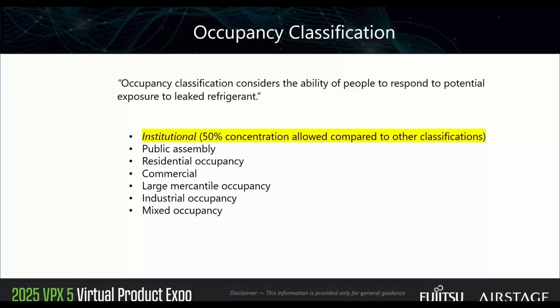Occupancy classification for us, and the purpose of this presentation, it's straightforward. It's institutional or not. If it is institutional, we're going to allow only 50% concentration compared to the rest of those classifications. Institutional is defined as a part where the occupants can't leave easily by themselves. Think about hospitals, nursing homes, prison. Typically, they can't leave without help from someone else. Next slide.